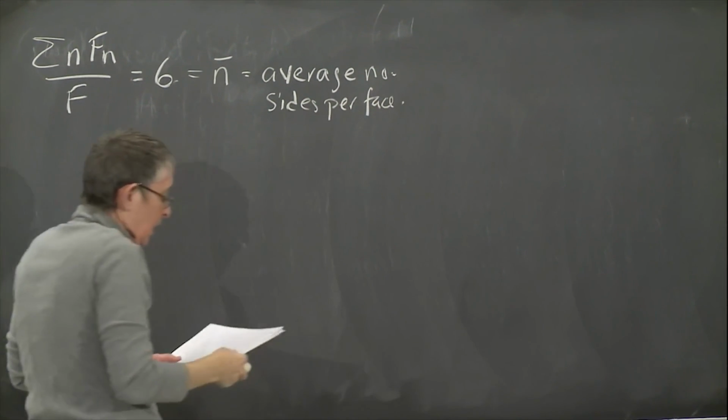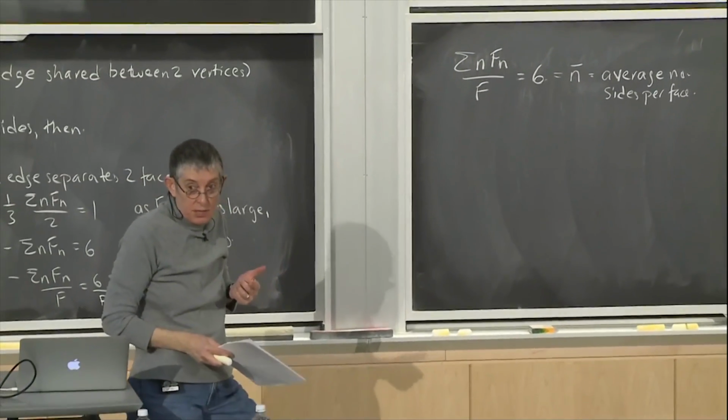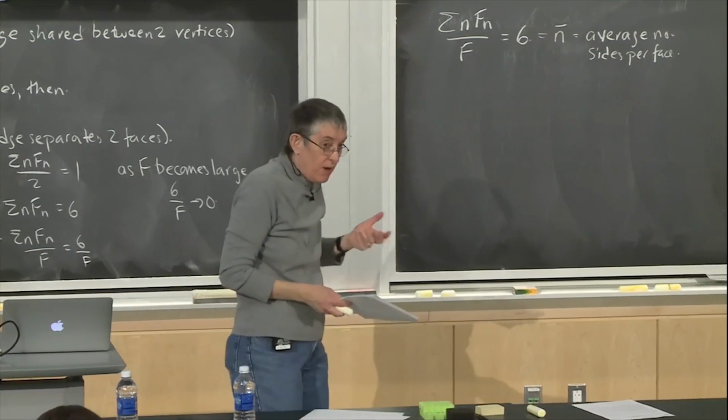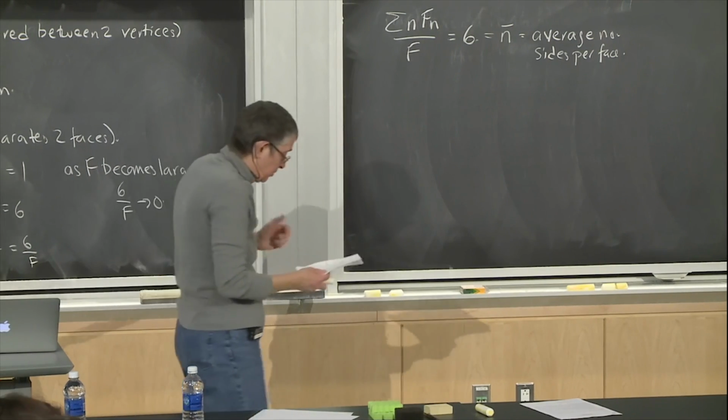So what this is saying is if you have a 3-connected honeycomb, the average number of sides per face is always 6. So if you introduce a cell with 5 sides, somewhere you have to introduce a cell with 7 sides so that they compensate and you come back out to 6.